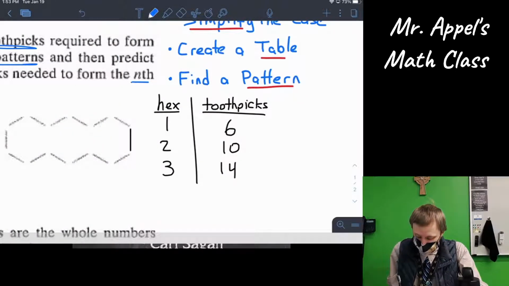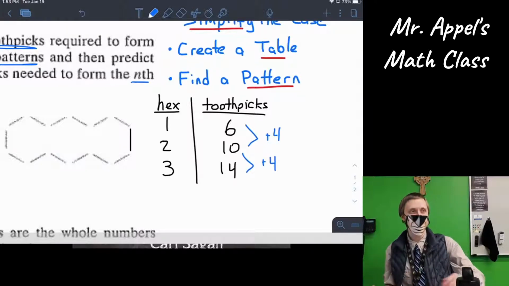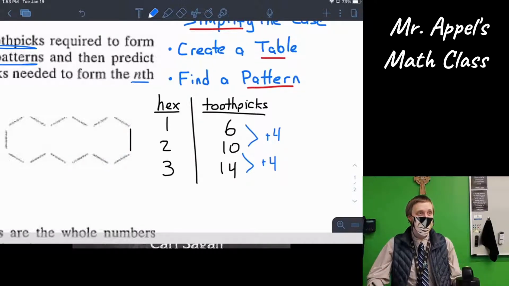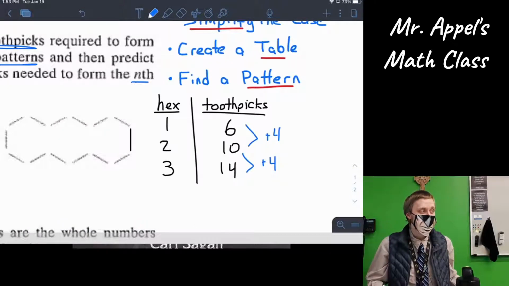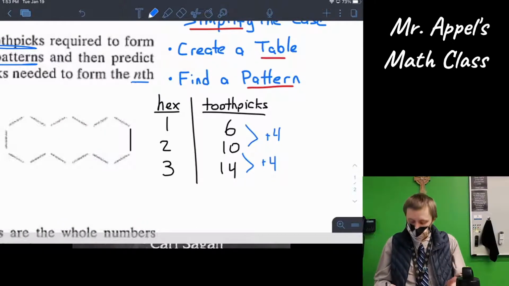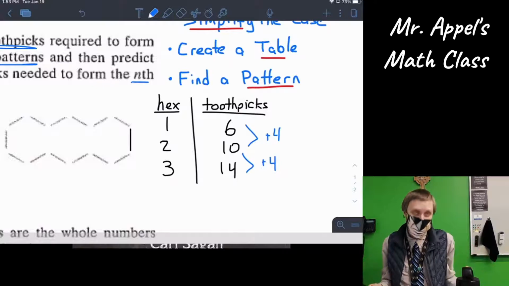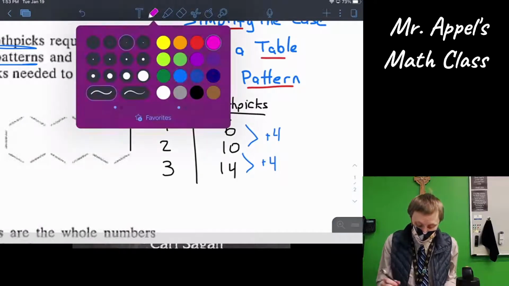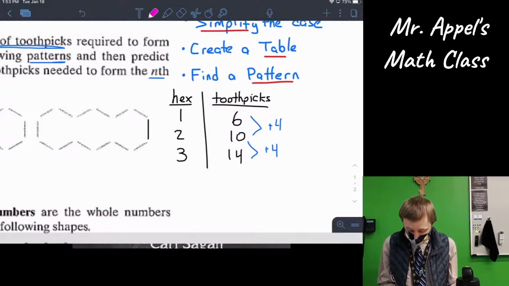You've probably done this a lot in algebra, right? Find the difference in the table. From 6 to 10, that's plus 4 toothpicks. From 10 to 14, that's plus 4 more toothpicks. Hey, I got the same thing both times. That's a good sign. That leads me to believe that that's the pattern. I just need to keep adding 4 toothpicks every time.